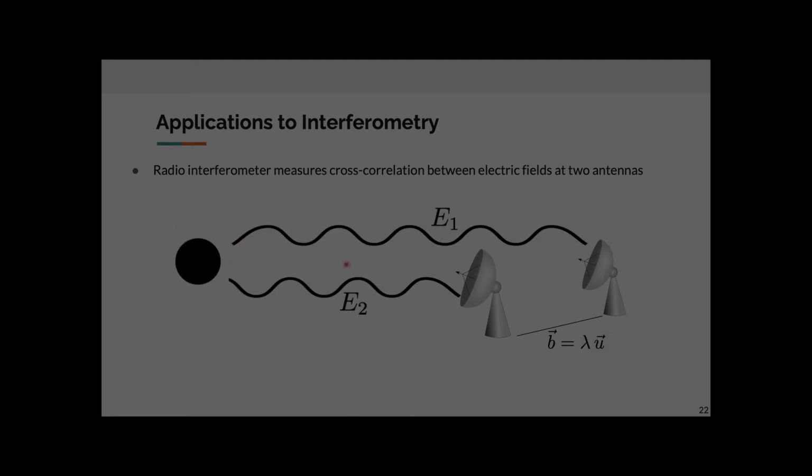The light surrounding the black hole will then give rise to electric fields that arrive with different phases and amplitudes at these two antennas. And in particular, the brightness distribution, so I of x, which is the image, is related to the Fourier transform of the correlation between these two electric fields.